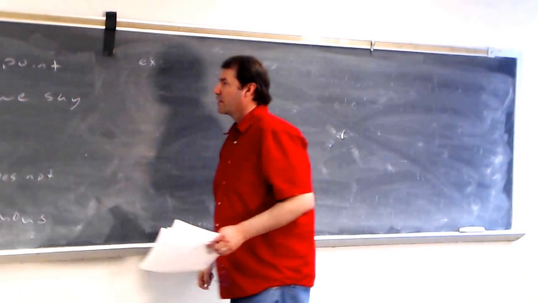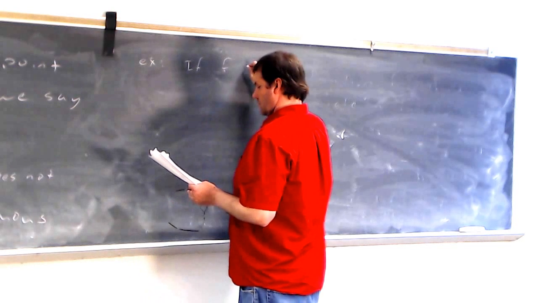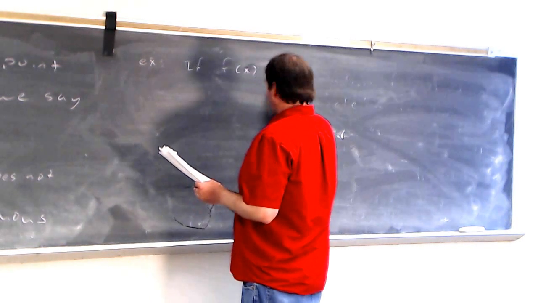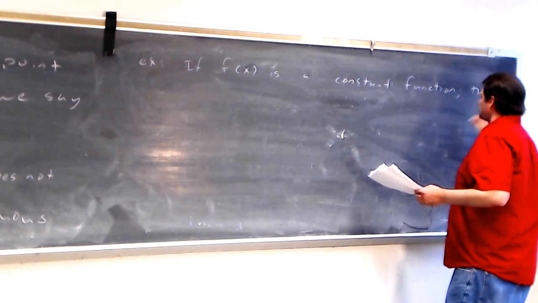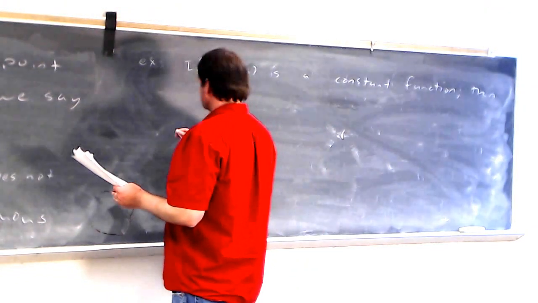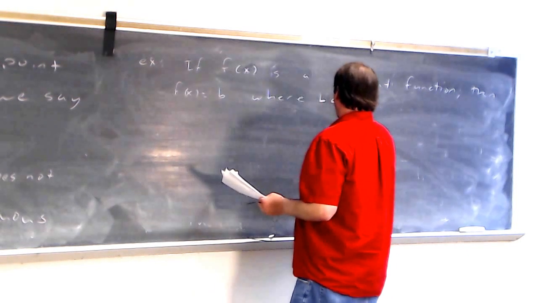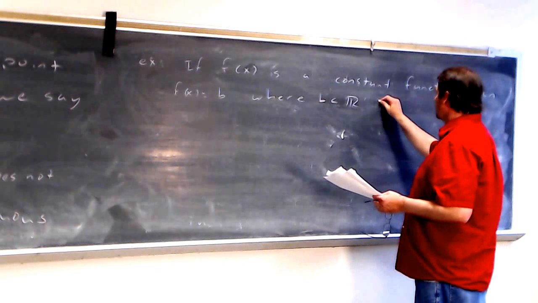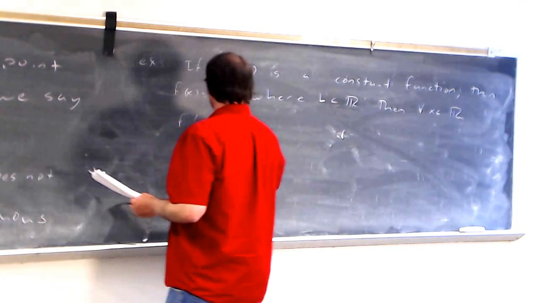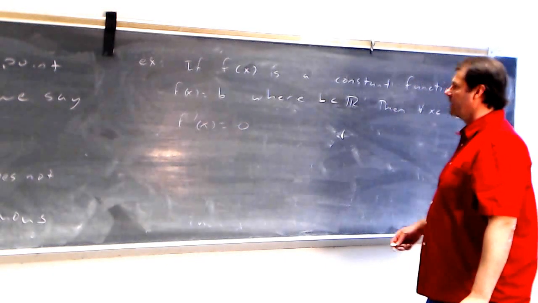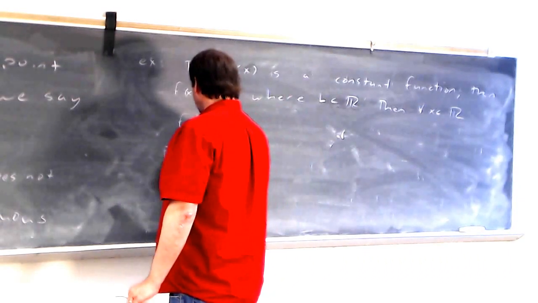Some examples that we'll look at where f is differentiable on a set E: if f of x is a constant function, f of x is equal to some constant b, where b is an element of R. Then, for every x element of R, f prime of x is equal to 0. And here again, we're using the usual metric on R, that is the absolute value. And so here's a proof of this fact. So it's an example, but it's also really a fact.